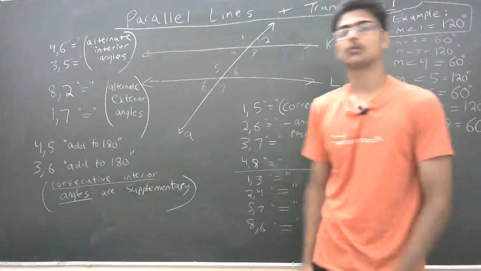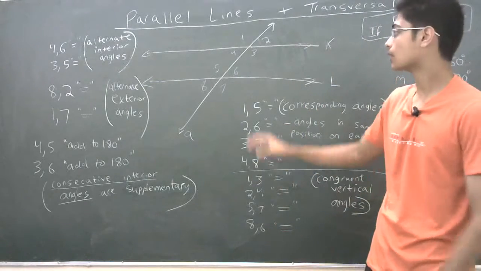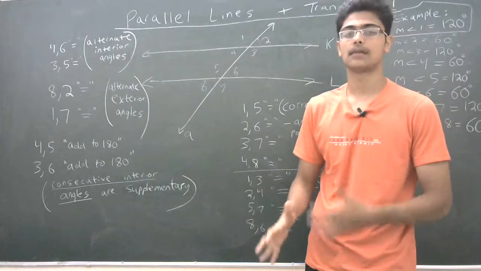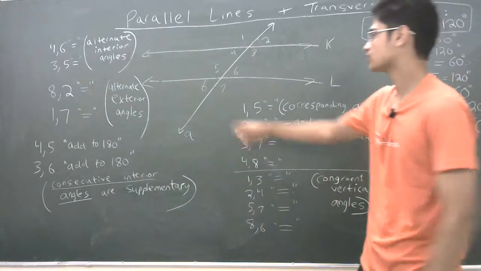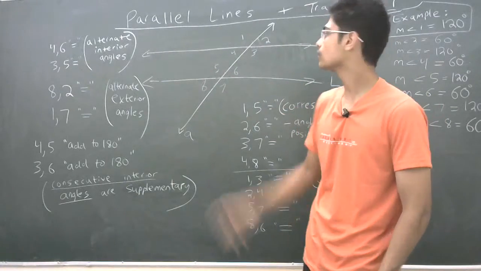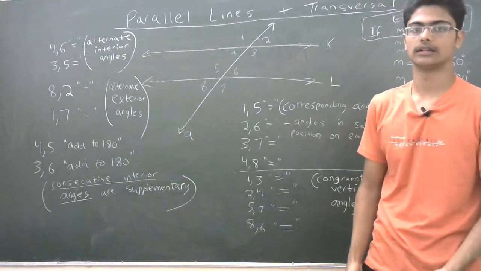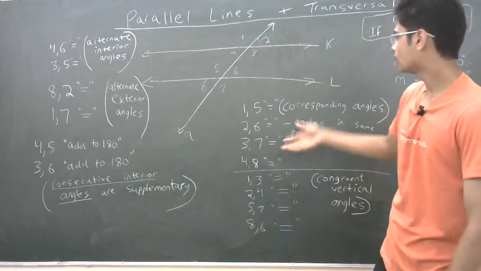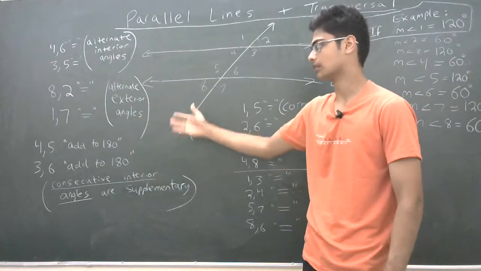Moving on to the next one, we have alternate exterior angles. These are ones, again, that are on the exterior of the parallel lines, and again, opposite each other. So 8 and 2 would be considered alternate exterior angles, and 1 and 7. And these angles are also congruent in measure. So we just covered corresponding angles, alternate interior angles, and alternate exterior angles.